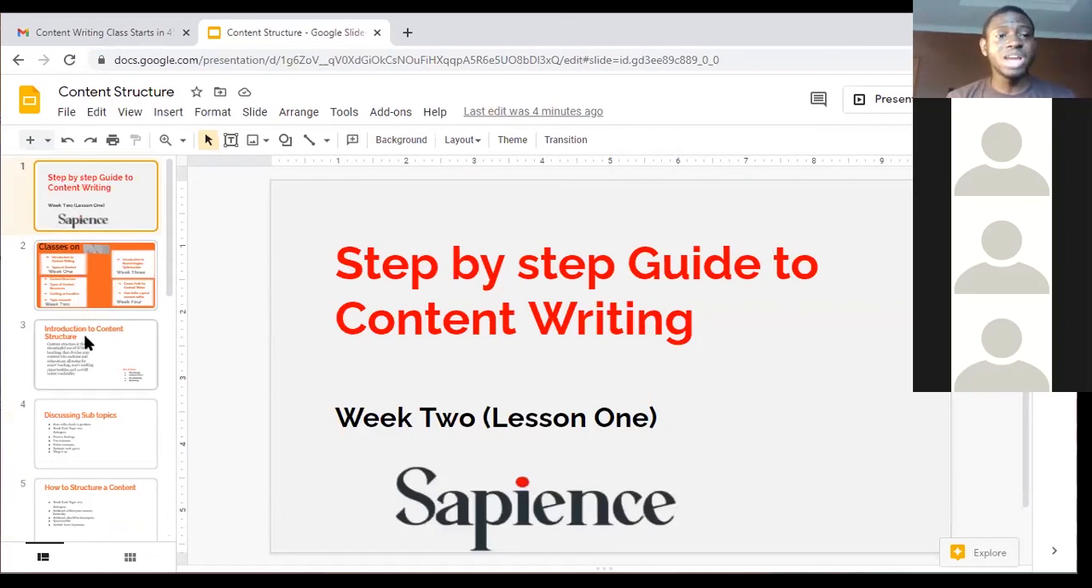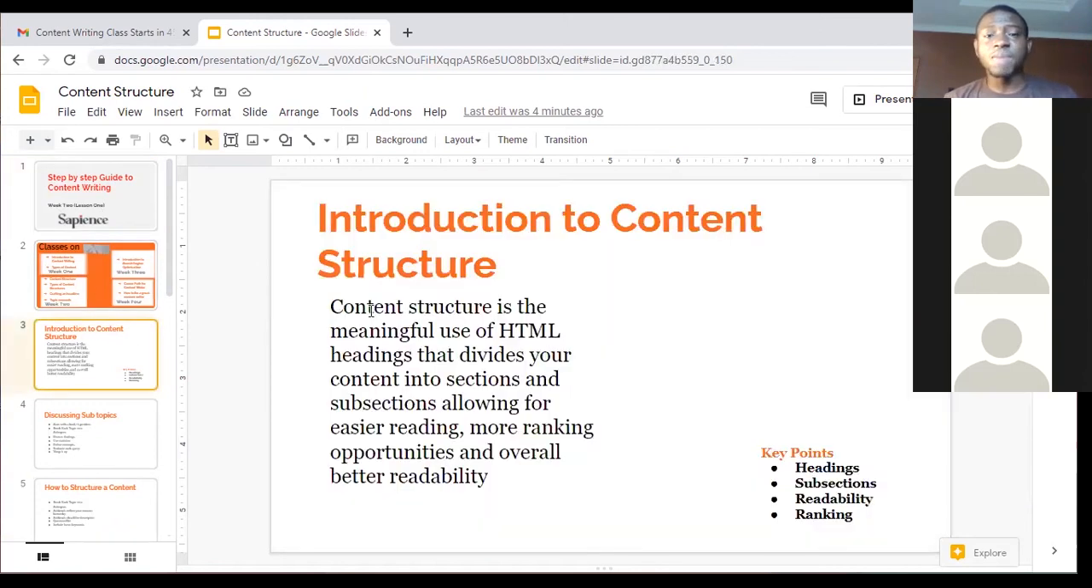And let me just quickly have a recap. We started by talking about content structures. We talked about how it's super important to structure your content into headings and subsections. And why are you doing this? You're doing it for readability, for your audience to get the point as fast as they can, right? And also for you to rank well on Google search engine.